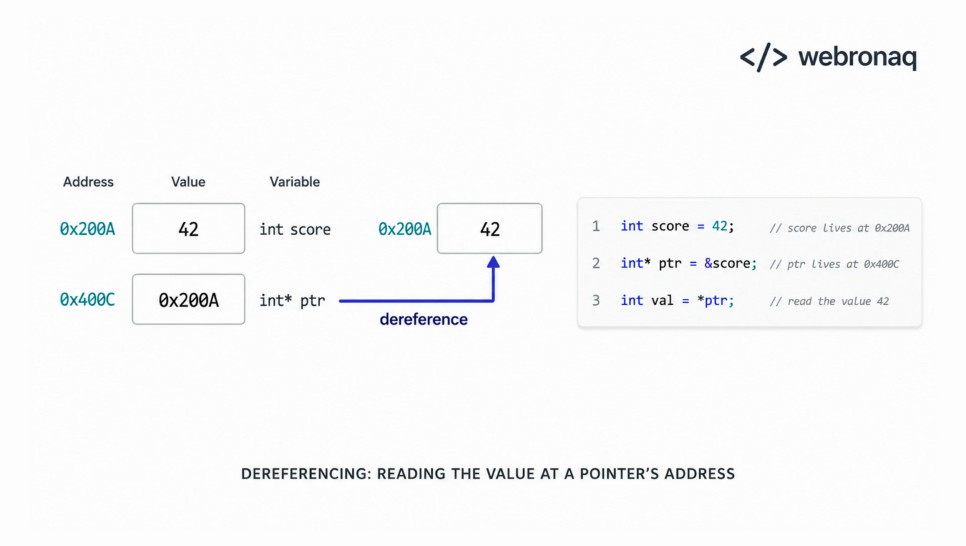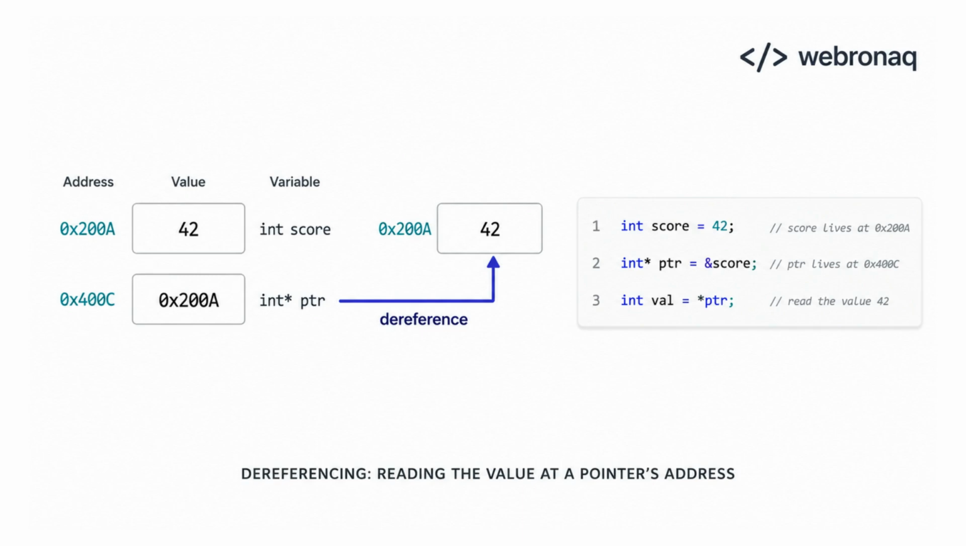Think of the pointer as a label on an envelope. Dereferencing means opening the envelope and reading what is inside. In code, you put an asterisk in front of the pointer, so *ptr. That tells the program, go to the address stored in ptr, then read the value there. Since ptr holds the address of score, and score equals 42, *ptr gives us 42.